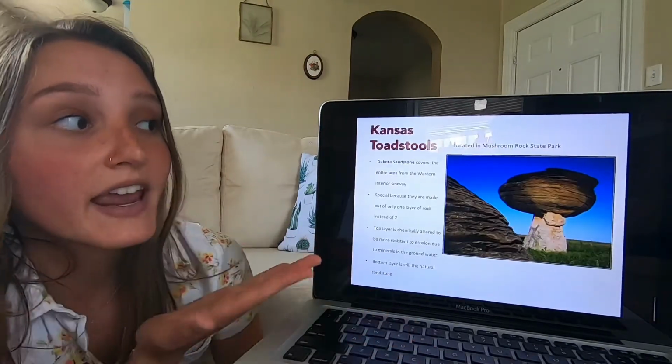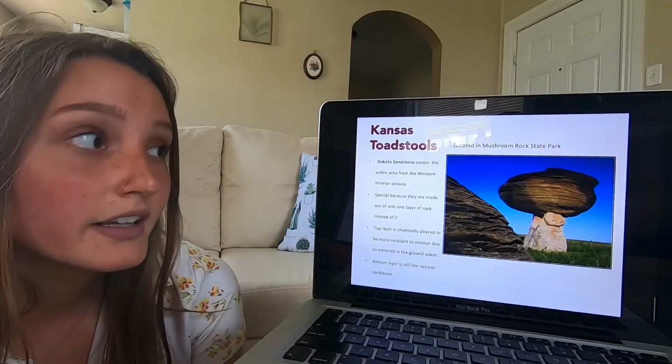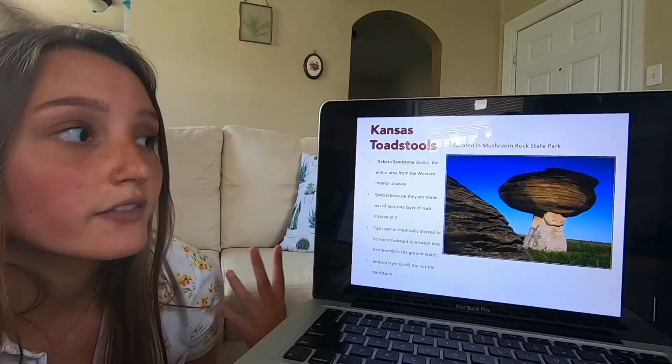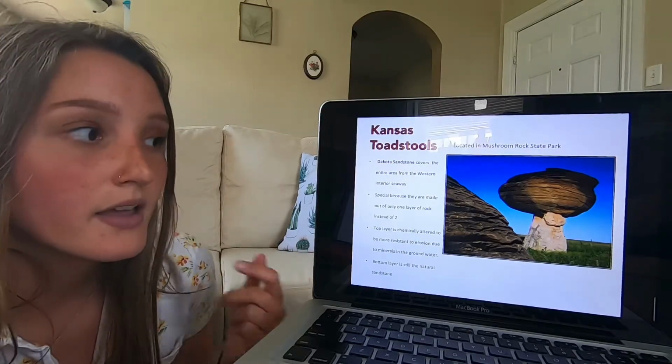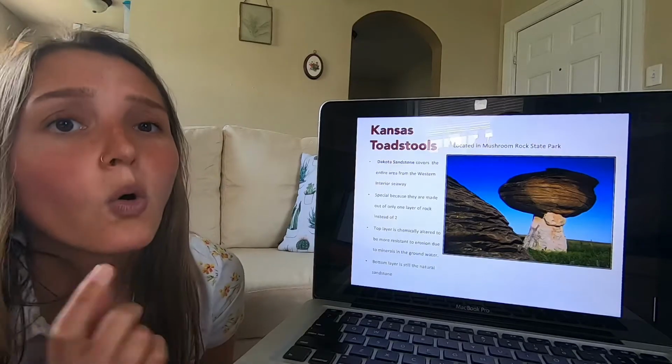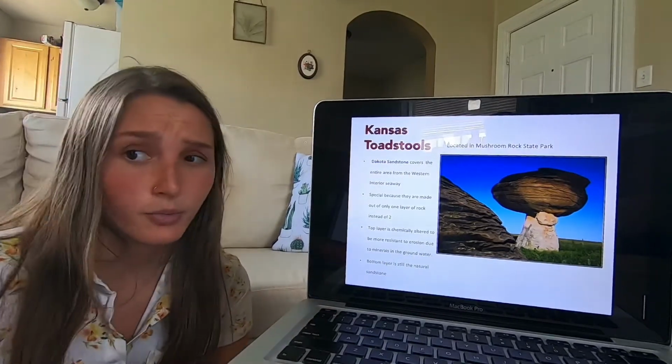Moving on, we got the Kansas toadstools. These are located in Mushroom Rock State Park. And again, we see our Dakota sandstone, which covers the entire area, again, deposited by the Western Interior Seaway. And these are special because they only contain one type of rock, the Dakota Formation. Well, how is that possible?